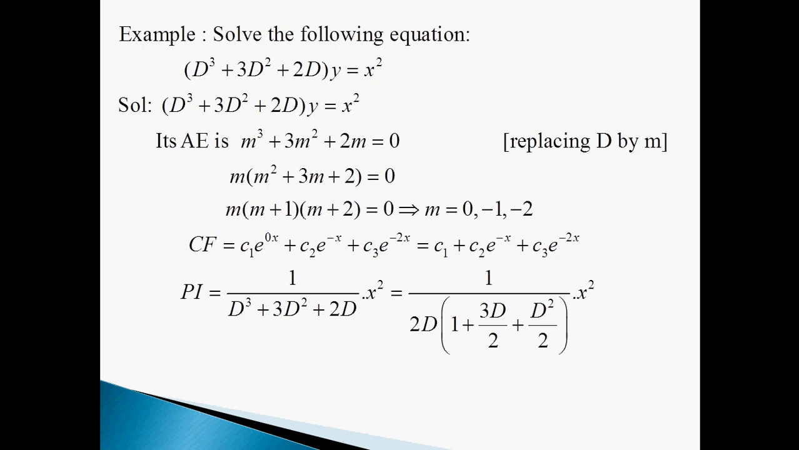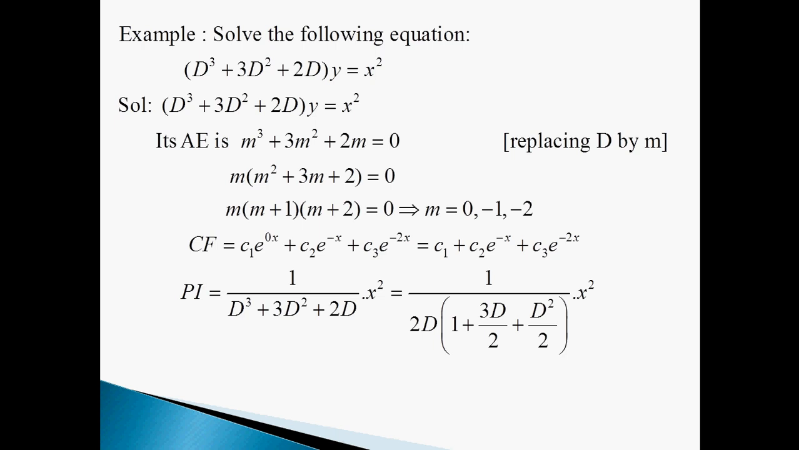Its auxiliary equation is m cube plus 3m square plus 2m equal to 0. m is common here, so m into (m square plus 3m plus 2), and the factors of m square plus 3m plus 2 are (m plus 1)(m plus 2). The roots are 0, minus 1, minus 2. The complementary function will be equal to c1 e to the power 0x plus c2 e to the power minus x plus c3 e to the power minus 2x, which is equal to c1 plus c2 e to the power minus x plus c3 e to the power minus 2x.